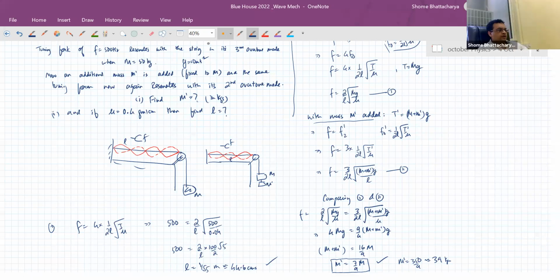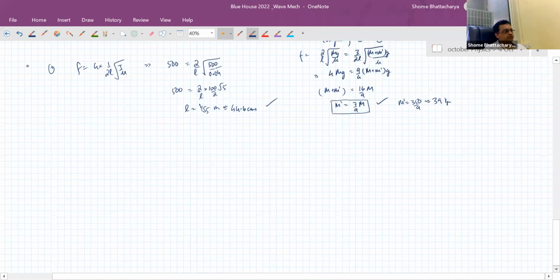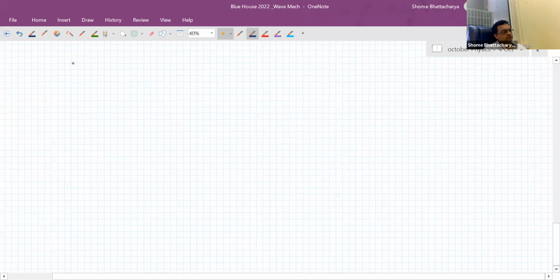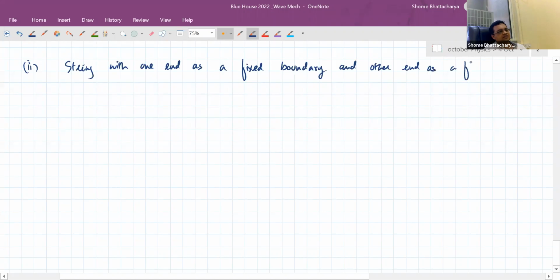Okay, so I hope all parts of this question were clear. These kinds of things are quite simple, as you can see. Now let's see the second kind of situation where we have a string with one end as a fixed boundary and the other end has a flexible boundary.